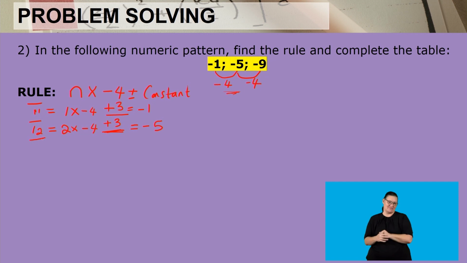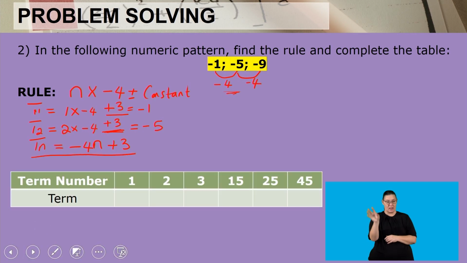So that means that our rule here is going to be our constant difference, which is our negative 4. We are going to multiply that by our term number, which is going to be n, and we are going to add 3, and that is going to be our rule. Let's represent this in a table. So our first 3 terms, that's -1, -5, and -9.